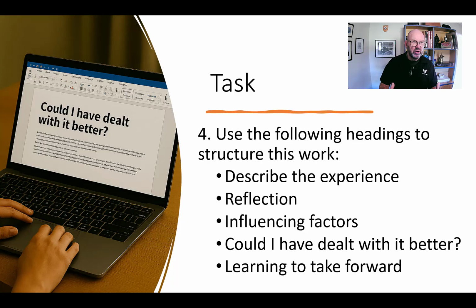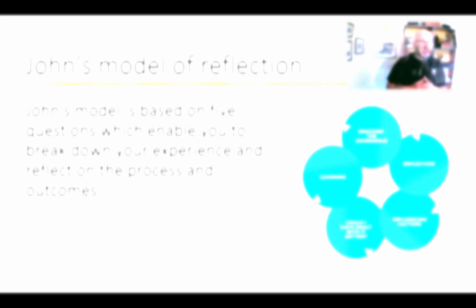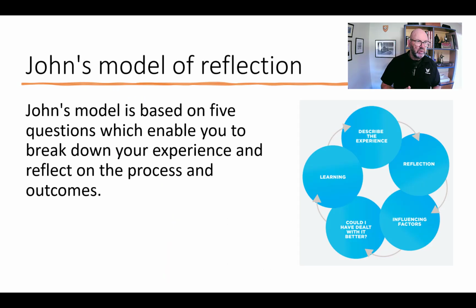So the next part of the tutorial is just going to be a brief overview of the Johns model itself. So John's model of reflection is based around the 5 questions that were posed on the last slide. These enable you to break down your experiences and reflect on the process and the outcomes. And as we said, the aim in this is to improve practice.